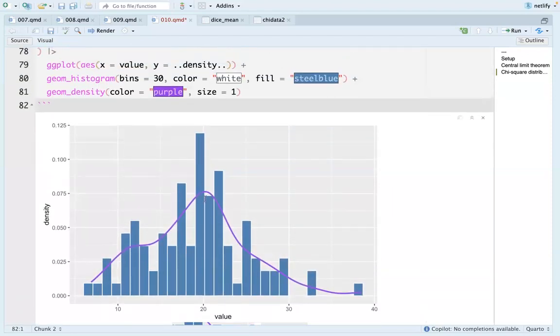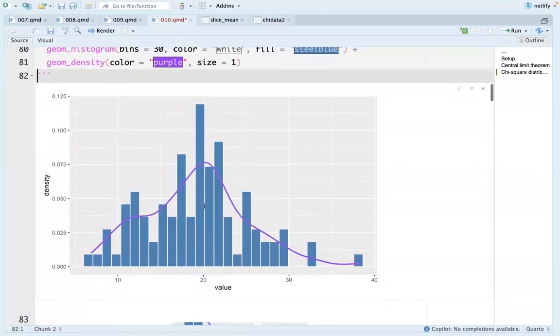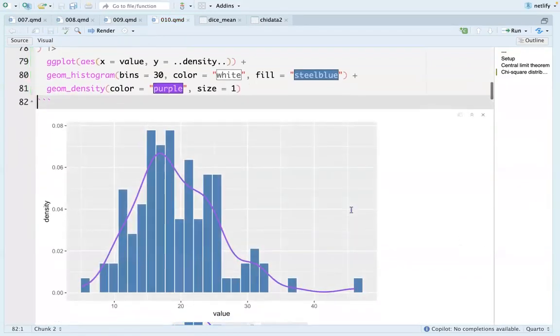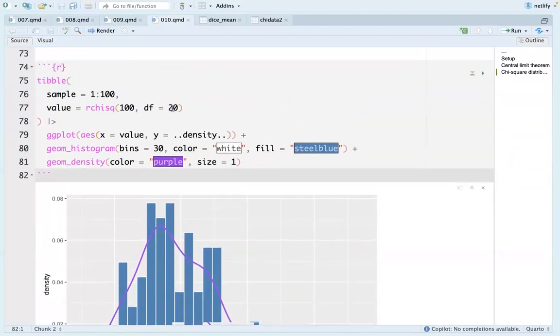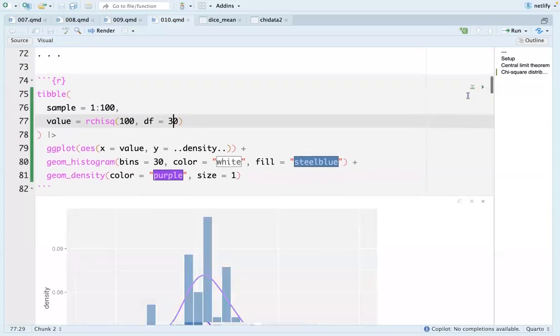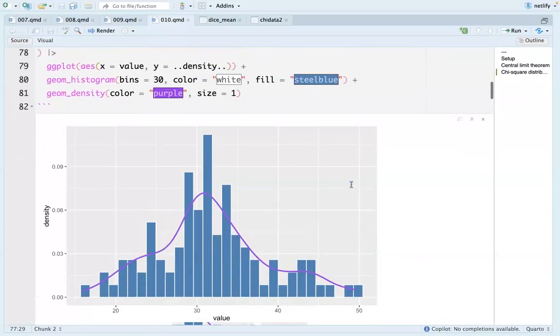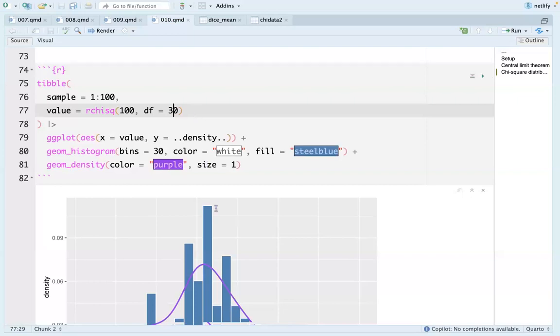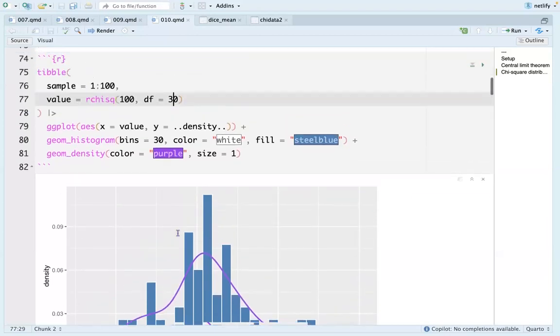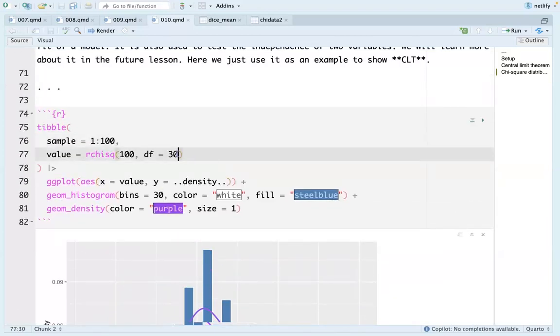You see, in this case it's almost not right-skewed. Let's do it again. Still a little skewed. So about 30. If it's 30, it's a little like a normal distribution. So we change back to 5 degrees of freedom, and we change the sample size to 1000.